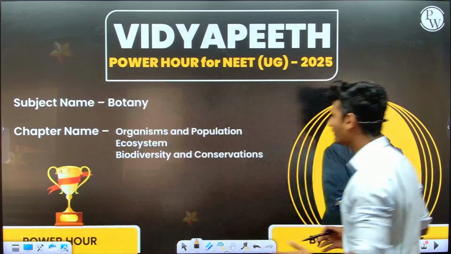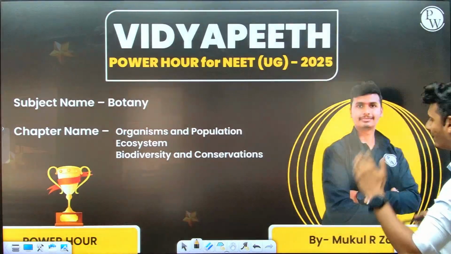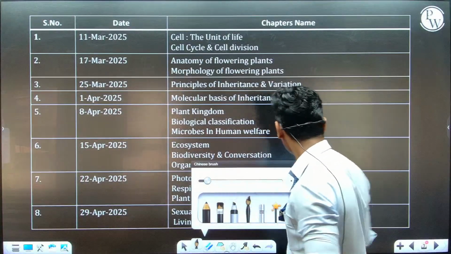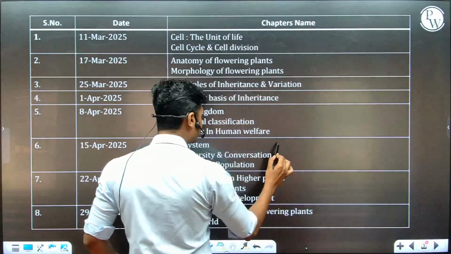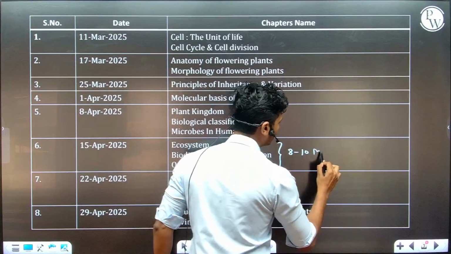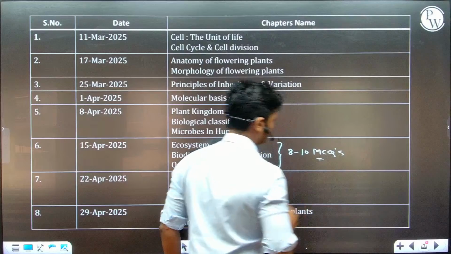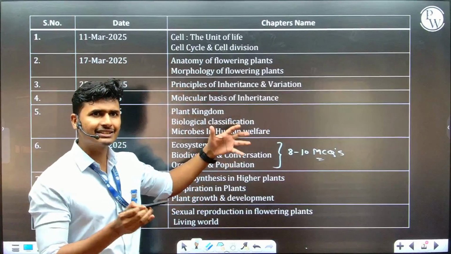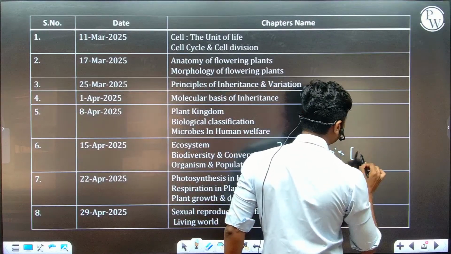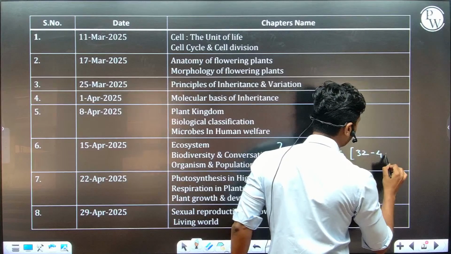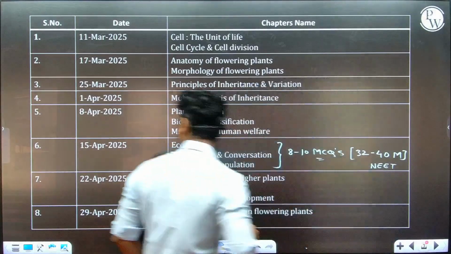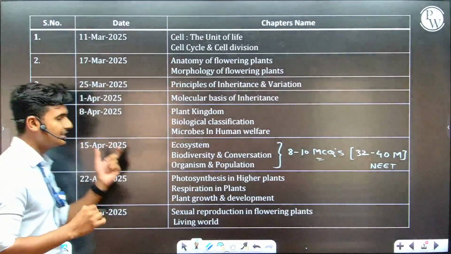So let's start with organism, population, ecosystem and biodiversity. What we are going to discuss here, I am writing for today's session: ecosystem, biodiversity, conservation and organism and population, 8 to 10 MCQs according to the analysis of the previous 3 to 4 years, and if we count marks, it means nearly 32 to 40 marks in the NEET examination. And this is the 15th of April, the 6th session of botany.